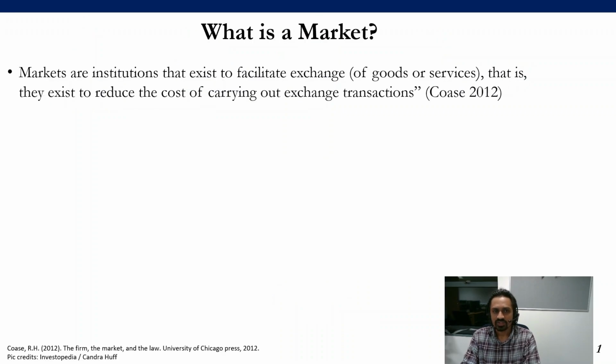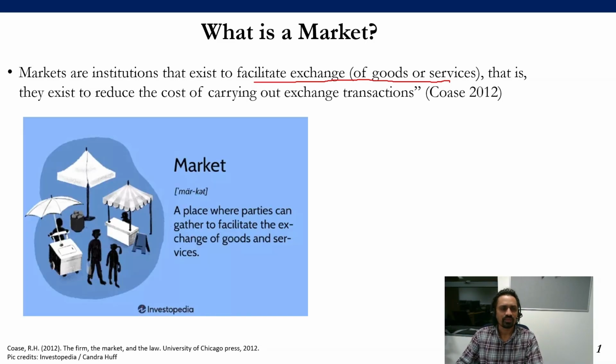So with that background, let me jump on to a formal definition of market in the context of economics. Here it is defined as the institutions that exist to facilitate exchange of goods or services, and they exist to reduce the cost of carrying out exchange transactions. To put a casual definition, the market is the place where the parties can gather to facilitate the exchange of goods or services. And we all have some idea of what a market is, because on a regular basis we have been to several markets such as a flower market, a grocery market, an electronics market, and so on.